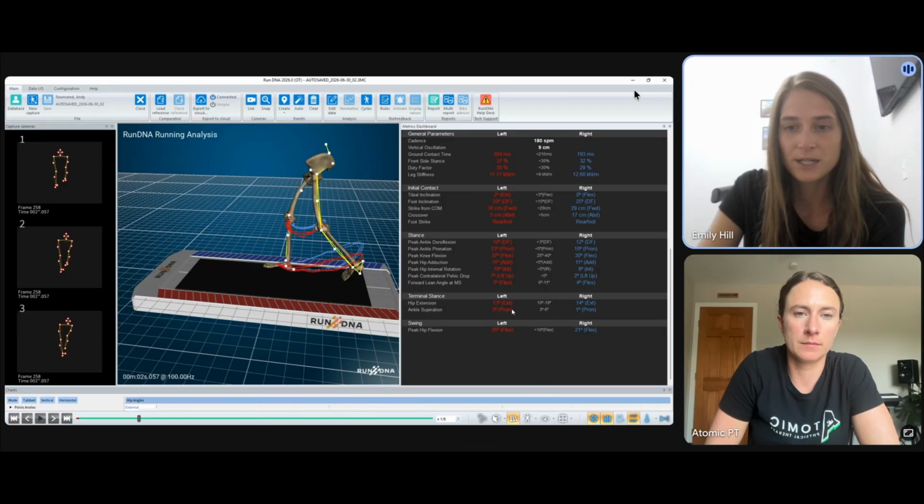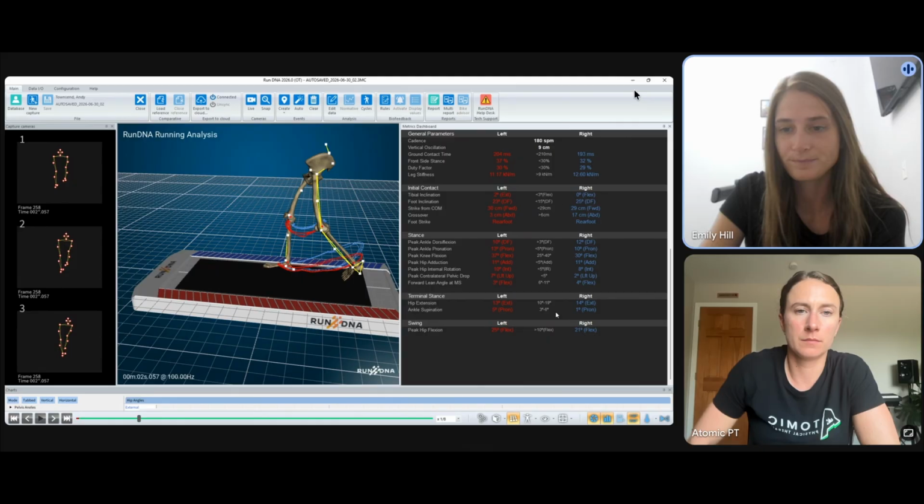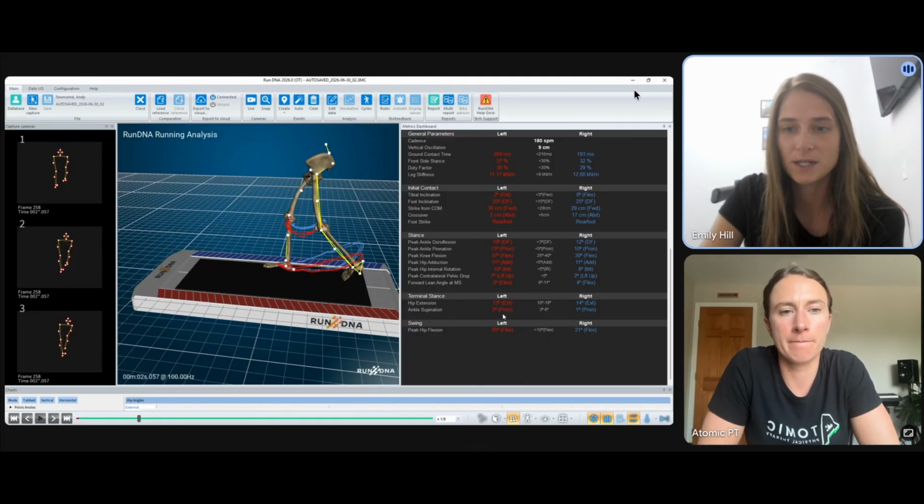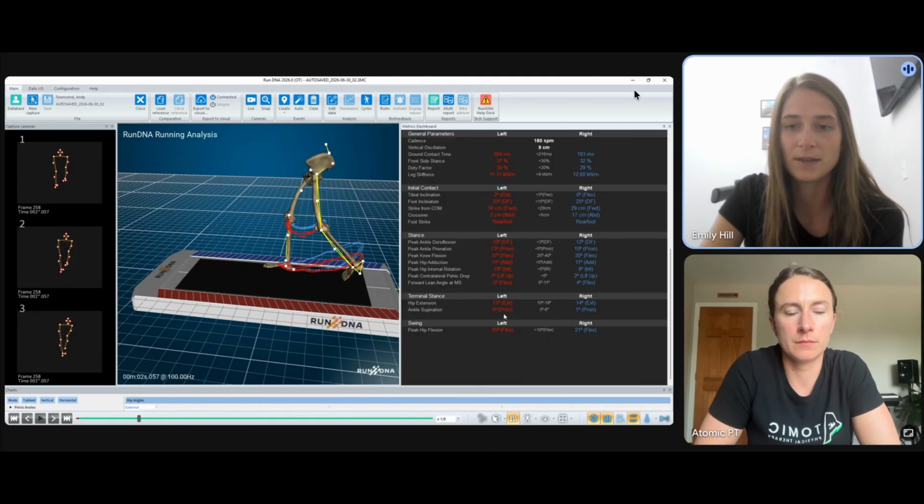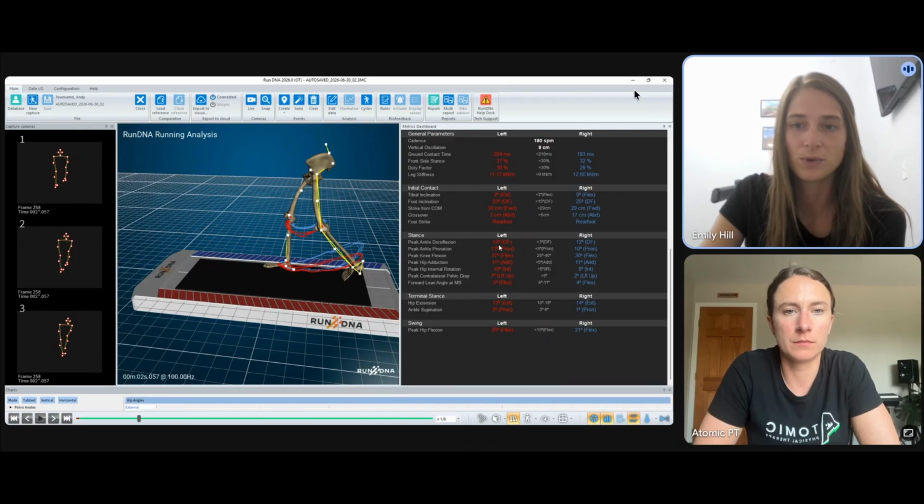And then ankle supination. So we want that ankle to supinate a little bit when you're going to push off. On the left side, he's still stuck here in a bit of pronation. So again, that ties back to that pretty excessive pronation throughout the stance phase, and that correlates into this terminal stance.